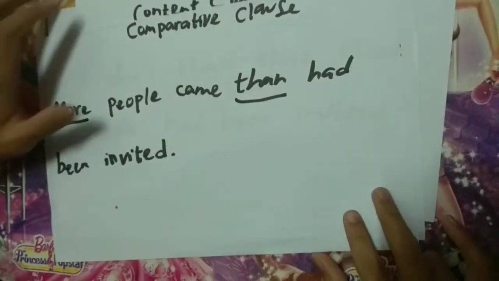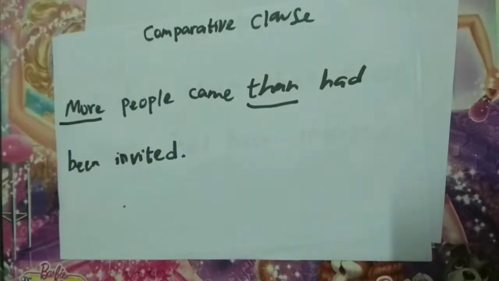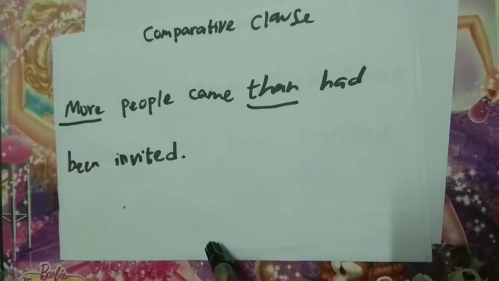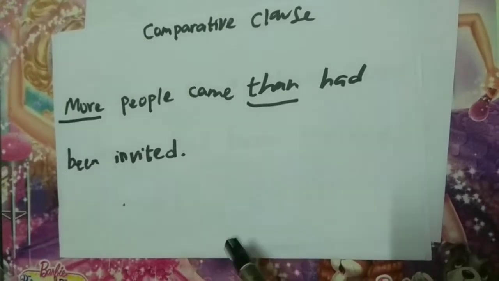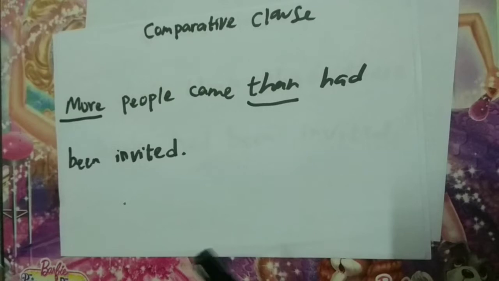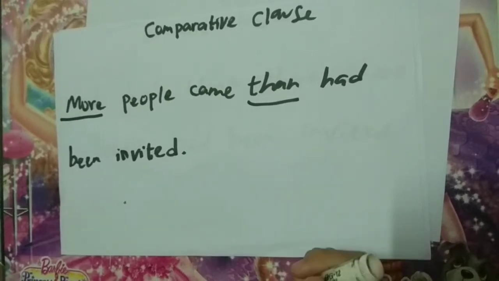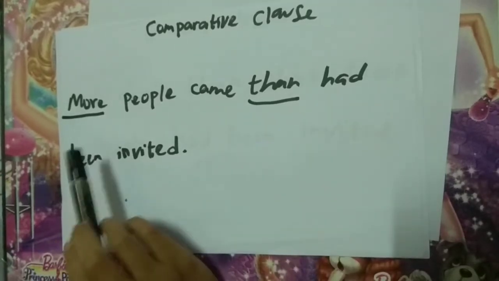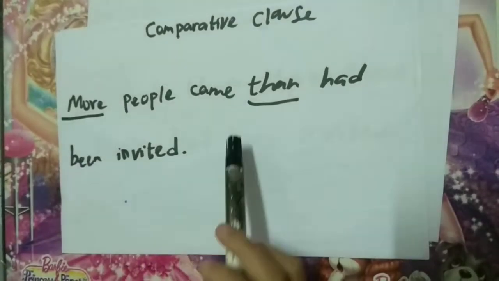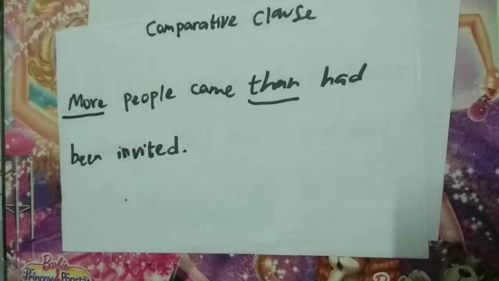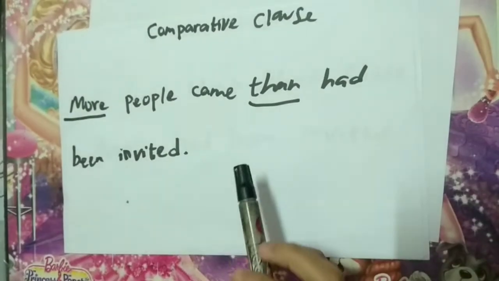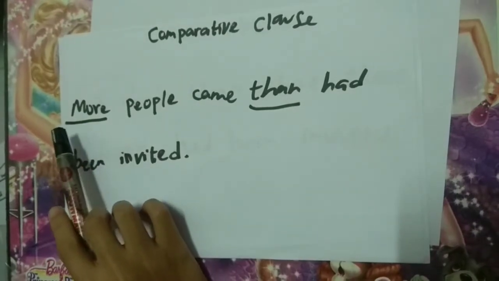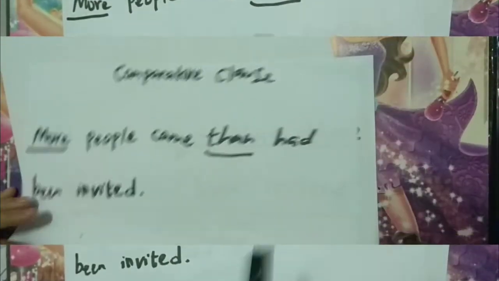Next is the comparative clause. We know that a comparative clause is a sentence used to compare one thing with other things. The element is to compare. So let's see the sentence. More people came than had been invited. We know that this is a comparative clause because there are "more" and "than".